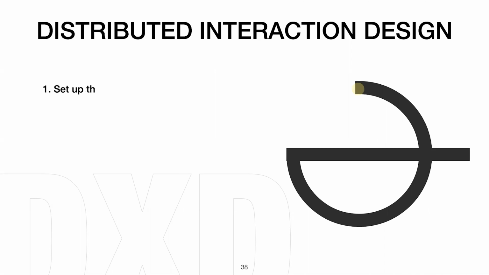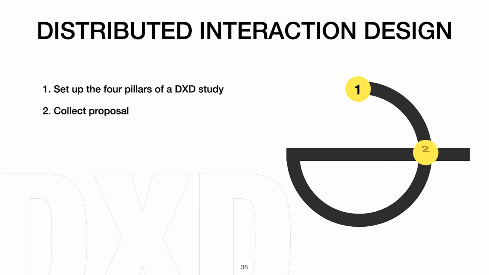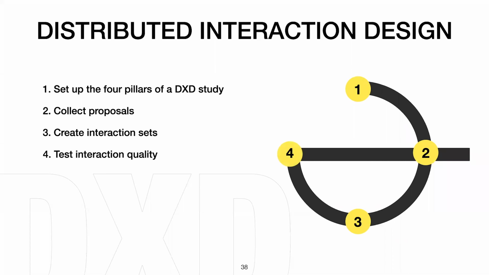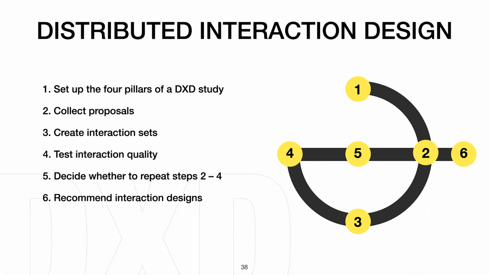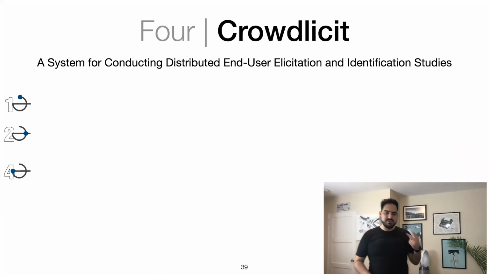has come out of it, and I call it the distributed interaction design process. And this process has, like I said, 6 steps. The first one is to set up the 4 pillars of a DXD study, then collect interaction proposals from actual users. Moving on, you would create an interaction set, and then test the quality of these interactions. Then the 5th step, you would decide whether or not to repeat steps 2 through 4, and finally recommend interaction designs.